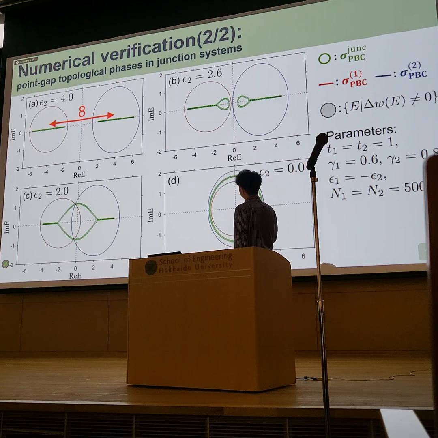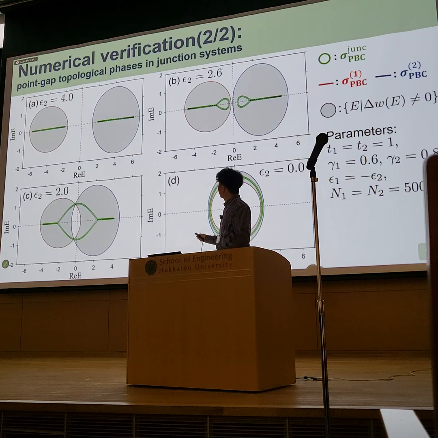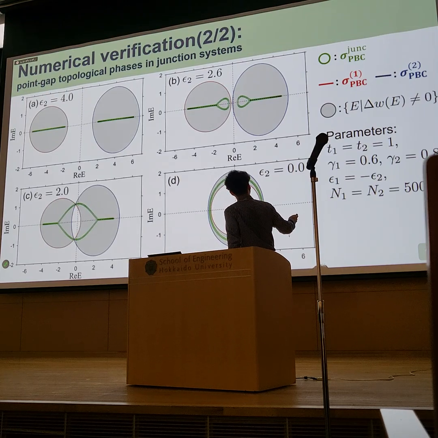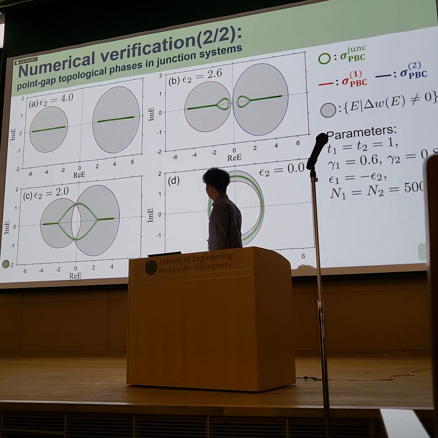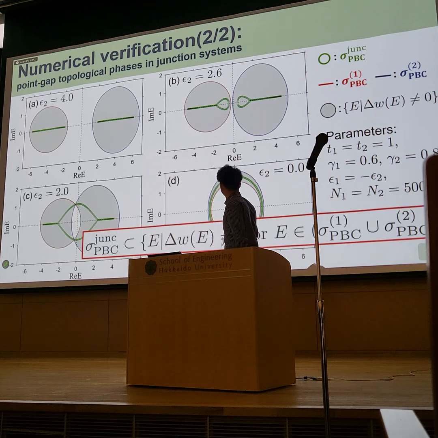As we move to the subsequent figures, the distance decreases, with figure D showing the distance between the centers of the PVC spectra at 1.7. The gray area indicates the places where the W is non-trivial. In all the cases, without exception, the PVC spectrum of the junction system appears in the gray area or its boundary. So we can establish the bulk-boundary correspondence as follows.